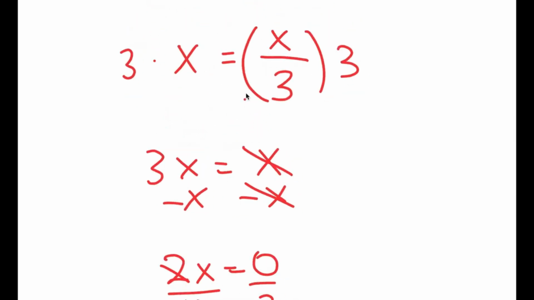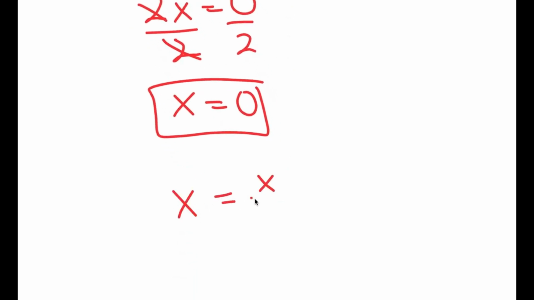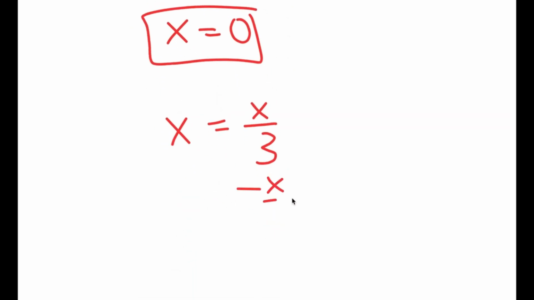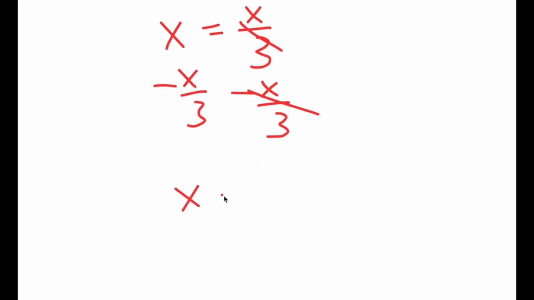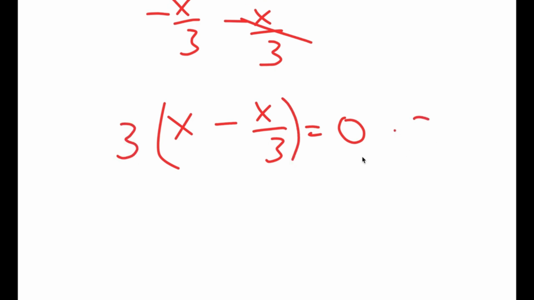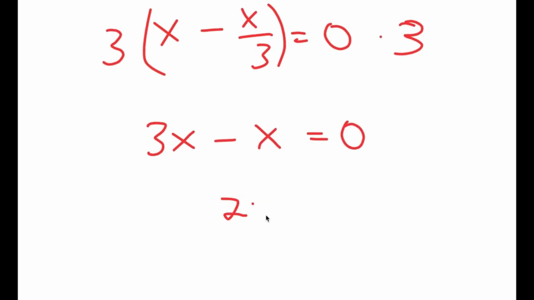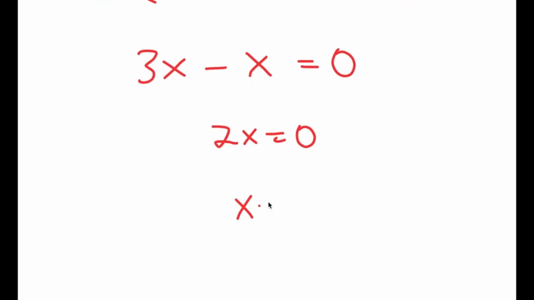Now, another way to solve this is, x equals x over 3, I'm going to subtract x over 3 on both sides. So now I get x minus x over 3 is equal to 0. And now I'm going to multiply both sides by 3. So 3 times x is 3x, and 3 times x over 3 is just x. So I get 3x minus x is equal to 0, meaning 2x is equal to 0, and x is equal to 0.